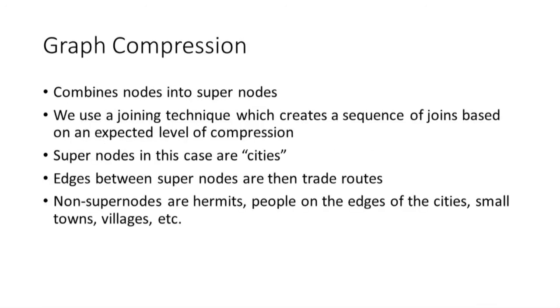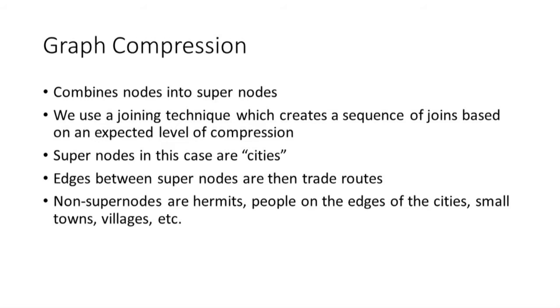The first method that we use in order to fill this gap inside of the pipeline is graph compression. Graph compression combines nodes into supernodes. We use an evolutionary method that has a joining technique as its chromosome that creates a sequence of joins based on expected level of compression within the graph.